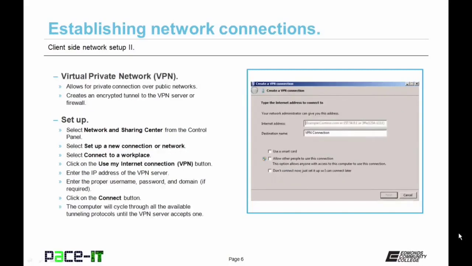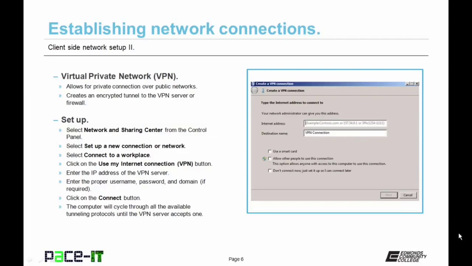Now let's discuss VPN. VPN is a virtual private network. This allows for a private connection over a public network. It creates an encrypted tunnel between the PC and the VPN server or firewall. How do you set one up? Select Network and Sharing Center from the control panel. Select Set up a new connection or network.